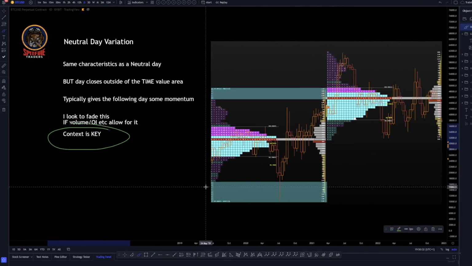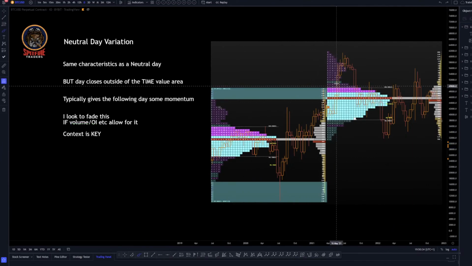If for example you saw this push up and you saw strong volume, positive delta, open interest, everything increasing, then there's no way in hell I'd be looking to fade that, because I will not try to fade against a strong bullish trend. Just like our price action's been moving down at the moment, we've seen strong movement to the downside. Don't try to fade it. So this is the variation of the neutral day. Basically the same as the neutral day, apart from price closes outside of the value area. Hope that makes sense. Next.